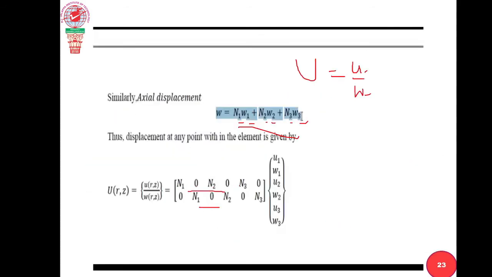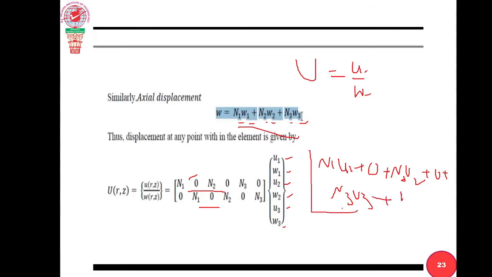N1, N2, N3, 0, 0, 0; U1, W1, U2, W2, U3, W3. How did you get this? See, if you multiply N1 into the first row, first column: N1 into U1, N1 U1. Next, 0 into W1, 0. Next, N2 into U2. Next, 0 into W2, 0. Plus N3 into U3, then 0 into W3. So if you do this, what did you get?